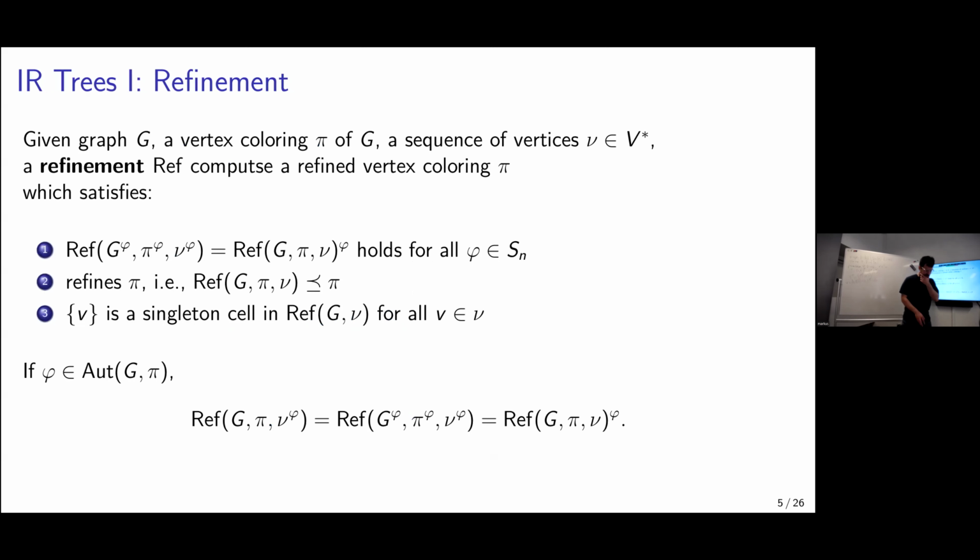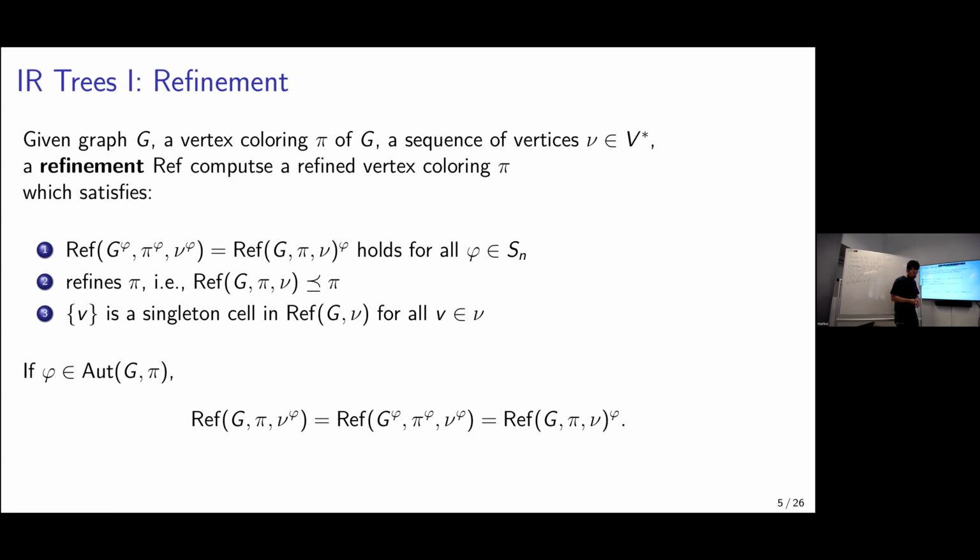Anyway, so what's a refinement? On a basic level, refinement gets as input a graph G, a vertex coloring of the graph, so your initial graph can also be colored using vertex colors, and a sequence of the vertices of the graph. Maybe a few more things should be specified. This should be a non-repeating sequence of vertices, so these should be all different. And the refinement then computes a refined vertex coloring. It just returns another vertex coloring.